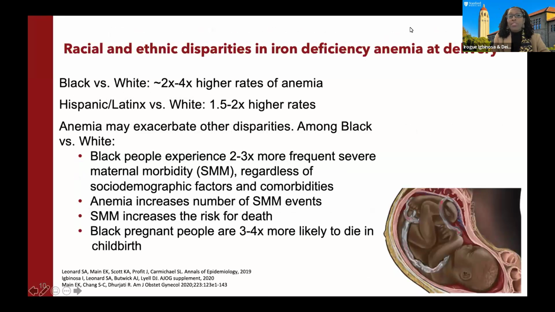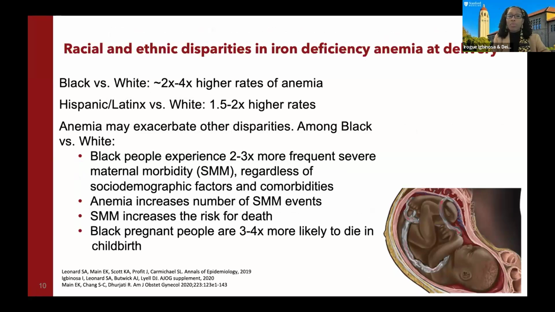And so speaking more on the racial and ethnic disparities, we know that Black pregnant people have about 2 to 4 times higher rates of anemia compared to white pregnant patients. And Hispanic or Latinx patients also have 1.5 to 2 times higher rates of anemia. And anemia can exacerbate other disparities.